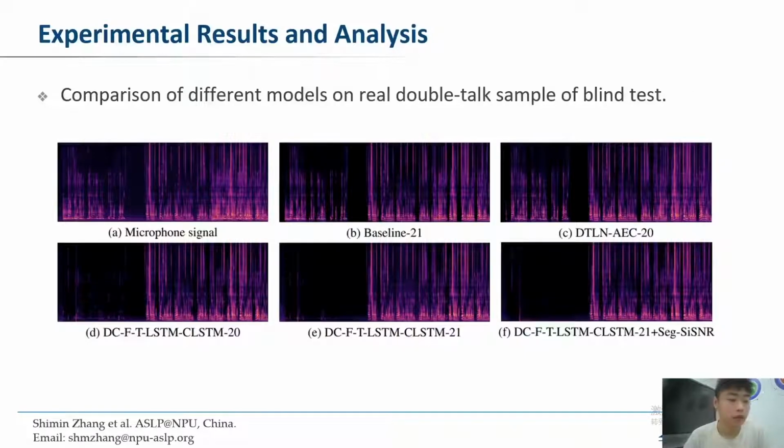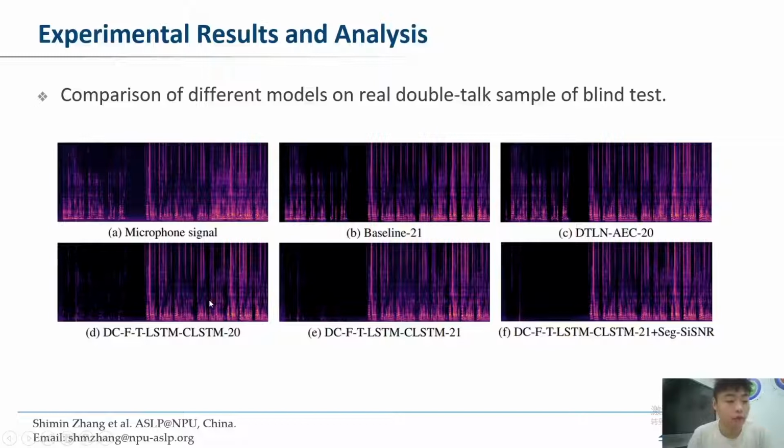This example includes far-end single talk and double talk. The second line is the corresponding result of our model. It can be seen by comparing C and D that, under the same dataset, our method can suppress the residual echo more clearly and retain the near-end voice.